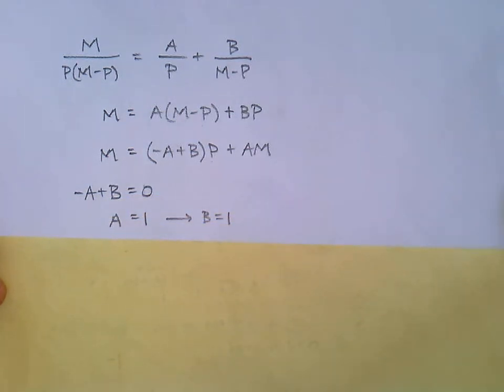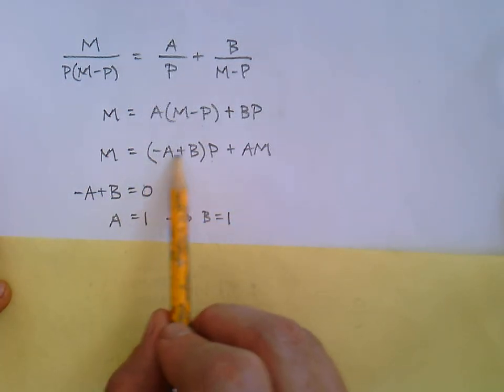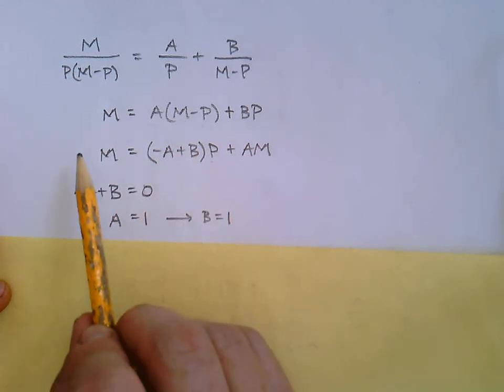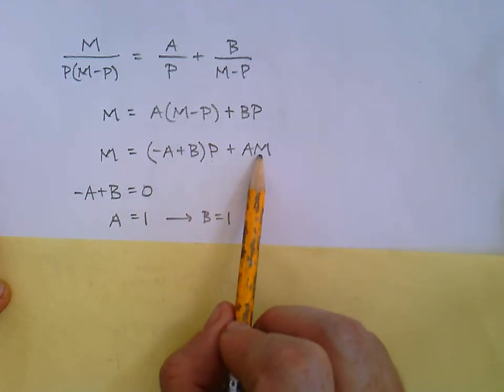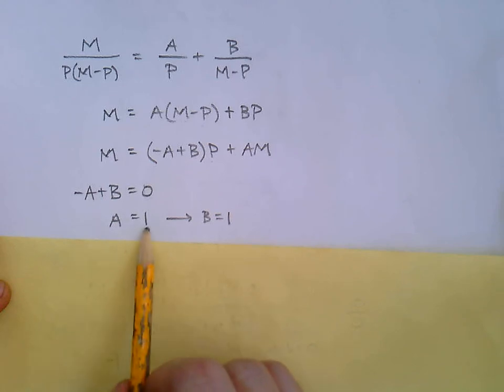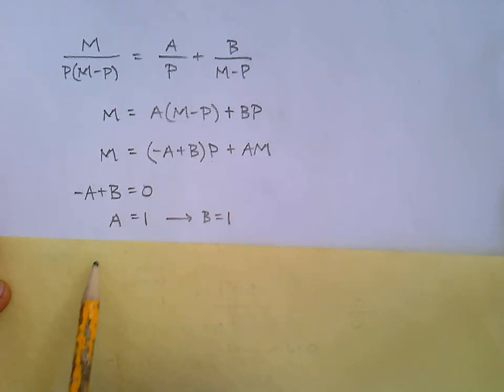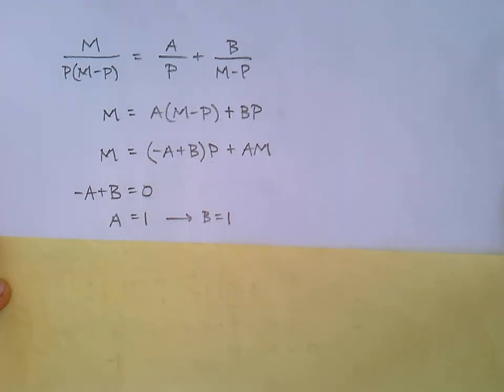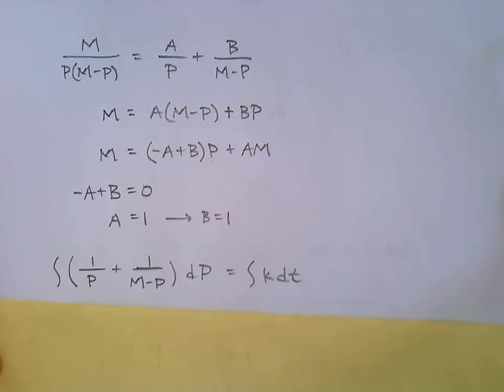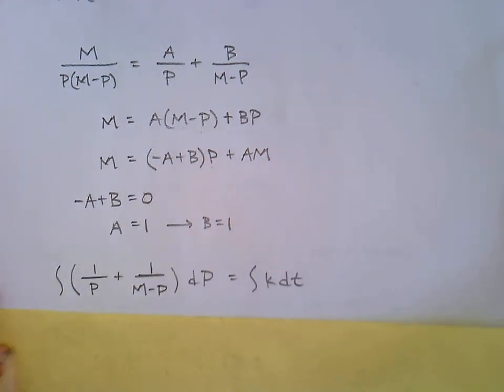Okay, so we can get a system of equations here. Negative A plus B is our P coefficient, but there's no P term over here, so we know negative A plus B equals 0. And A is our coefficient of M, and so we know that A equals 1. And so we can quickly realize, putting the two together, that B also equals 1. So we know the values of A and B right here. And we can move on to writing our left side integral as the integral of (1 over P plus 1 over (M minus P)) dP equals, and we still have the integral of k dt right there.